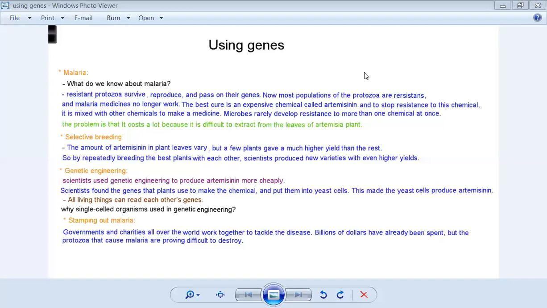Okay, now we will talk about stamping out malaria. How can we work on this medicine to stop or fight malaria? The governments and charities all over the world work together to tackle the disease, like to attack the disease or to deal with it.